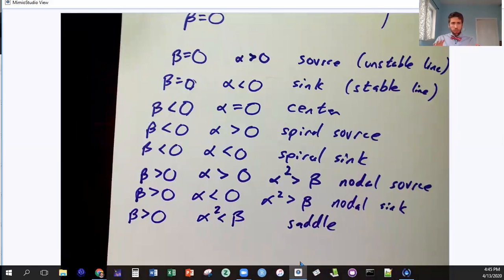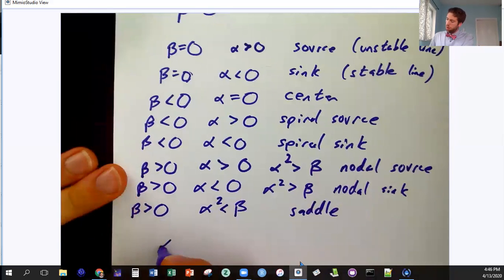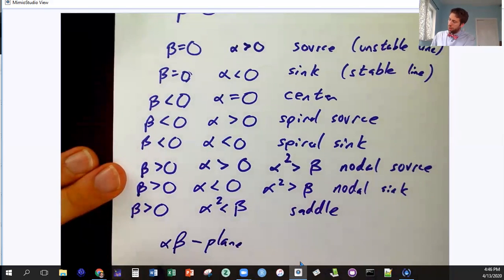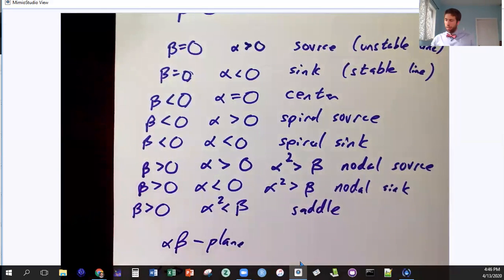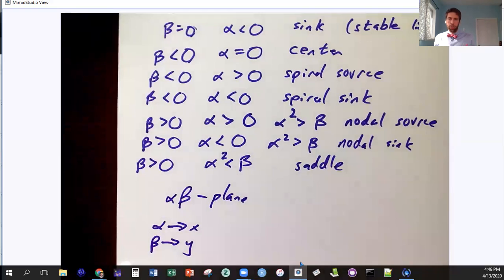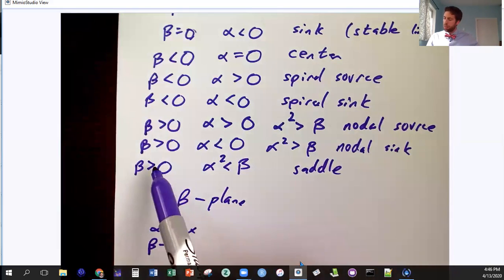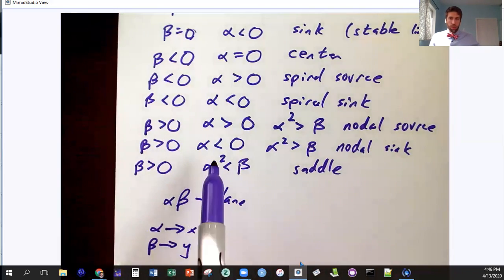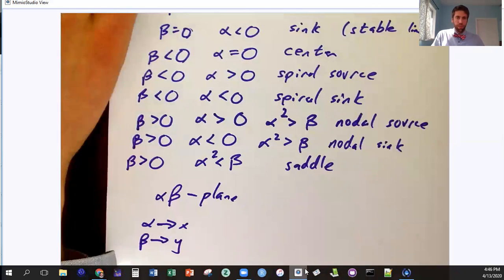Okay, so what you got to do then is we're going to graph this in the alpha beta plane, which means alpha is x and beta is y when we graph it. You can't see that. Okay, so in the alpha beta plane, alpha is x, beta is y. So then take all of these and translate them into, these are y values, these are x values, put those into Desmos. So that's what we'll do.